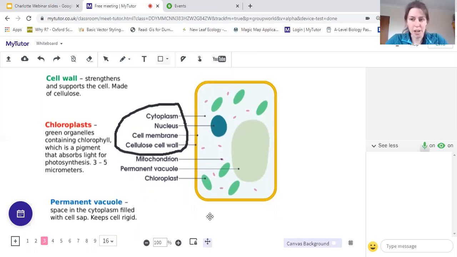Permanent vacuoles are slightly odd features of the cell. They're kind of a space in the cytoplasm. They're a bit like a balloon. They're filled with cell sap, and they keep the cell rigid. And in our lesson tomorrow, we'll learn more about why they're important. We're going to talk about how things move around in cells, and they are very important for that. But for now, we need to remember that they are filled with cell sap, and they're to do with keeping the cell rigid.